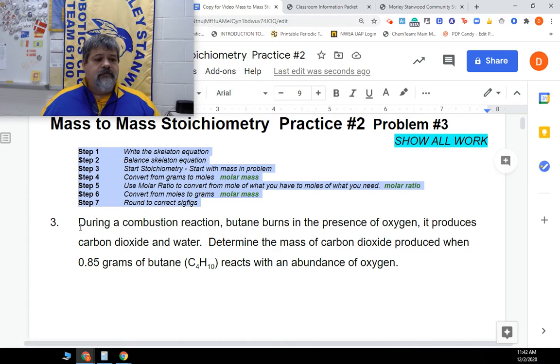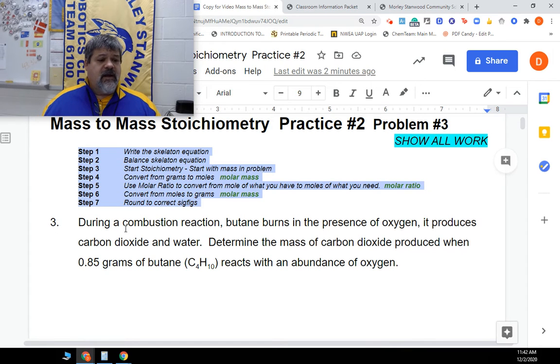So if we read the problem and we start: during a combustion reaction, butane burns in the presence of oxygen. It produces carbon dioxide and water. What we need to do is determine the mass of carbon dioxide produced when 0.85 grams of butane, which has the formula C4H10, reacts with an abundance of oxygen, which again just means it has as much as it's going to possibly have. So the first thing we need to do is figure out what is the skeleton equation.